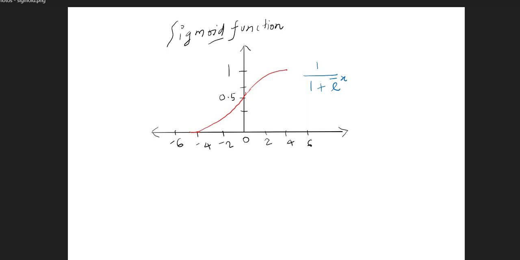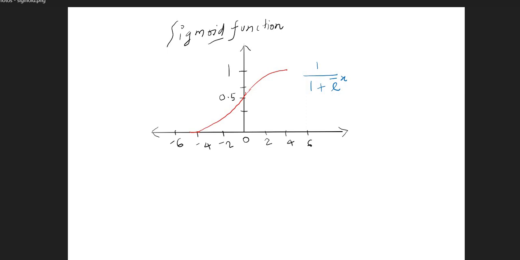When you plot this function, s of x is 1 by 1 plus e raised to minus x. This is the graph you will get. On the y-axis you take s of x, and on the x-axis you take x.